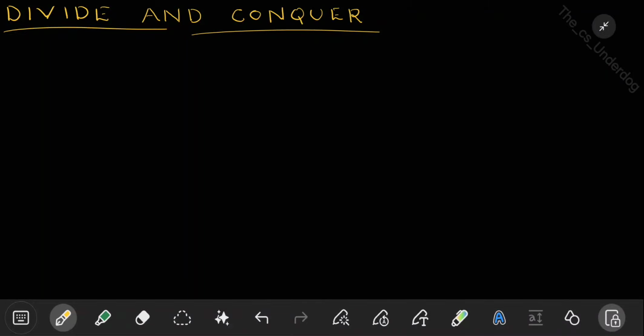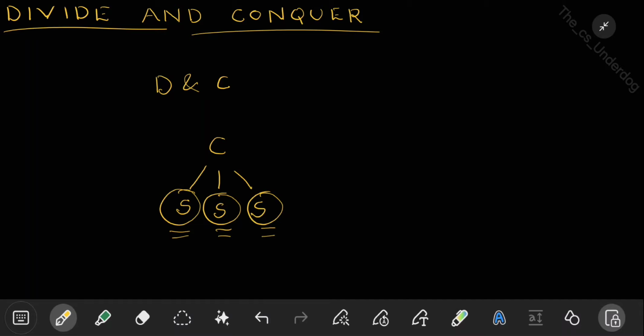Divide and conquer. Divide and conquer is a fundamental algorithmic design technique which is used to solve complex problems by dividing them into smaller subproblems. What will you do with these smaller subproblems? Once you have the smaller subproblems, you will independently solve all of them, and then once the solutions are finalized for all of those, you will merge the solutions back to get the final solution. This is what you call the divide and conquer technique.